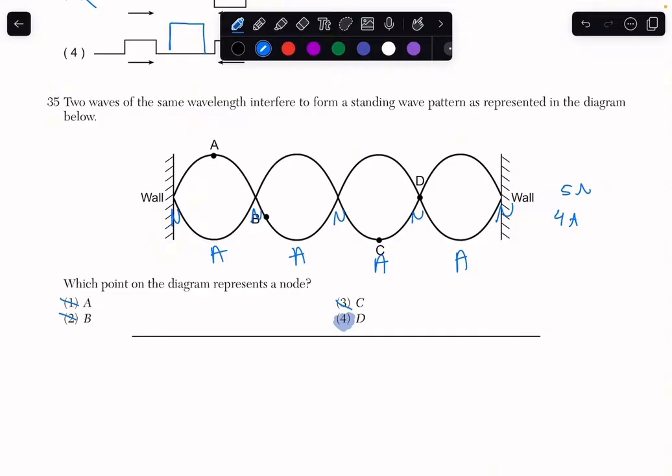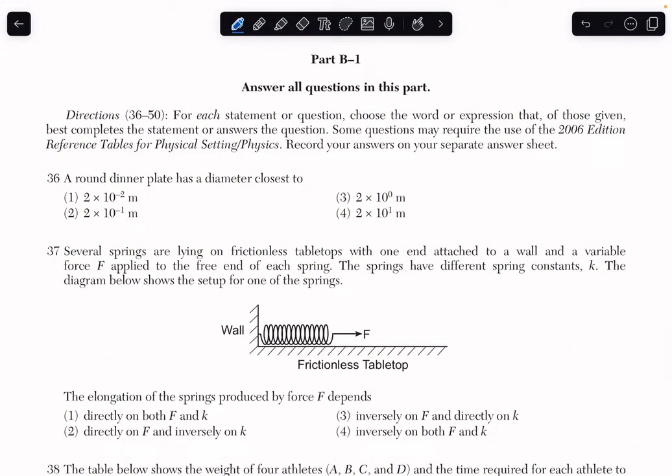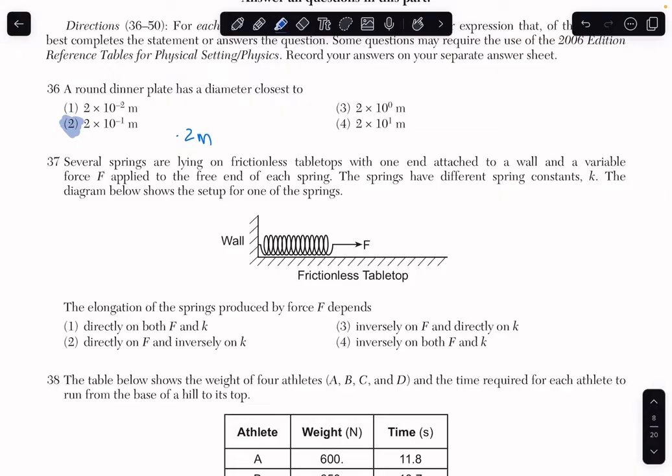And also see here, D is where the node is. Now we're on to part B. So 36. A round dinner table has a diameter closest to, this is just like a type of estimation question. So 2 times 10 to the negative 1. That's around 0.2 meters, which is a decent dinner plate size.